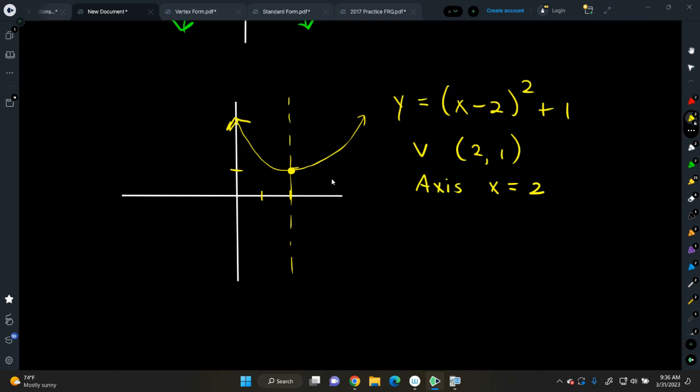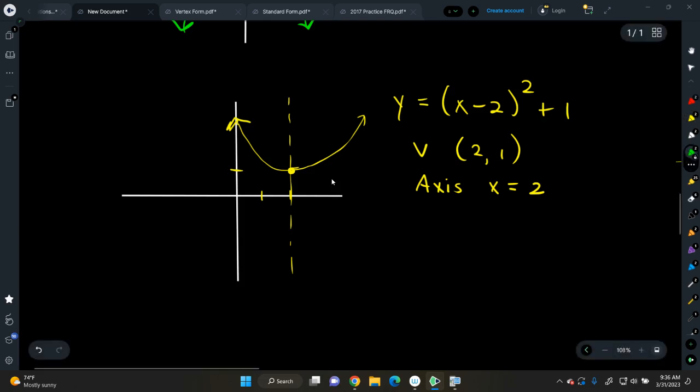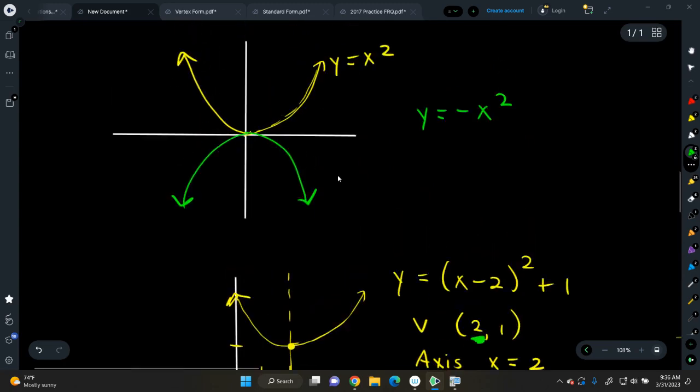Notice, okay, everybody, put your pencils down and look up here. Pencils down. This is so important, okay? Notice that the axis of symmetry comes from the x value of the vertex. The axis of symmetry is the x value of your vertex.